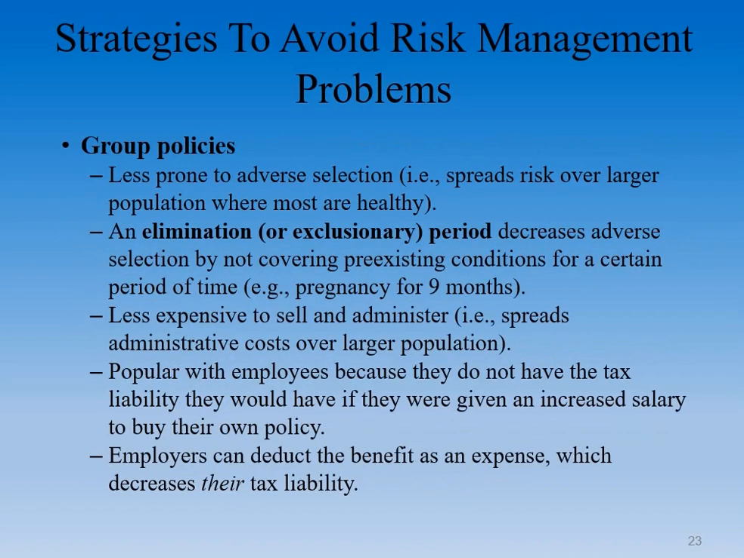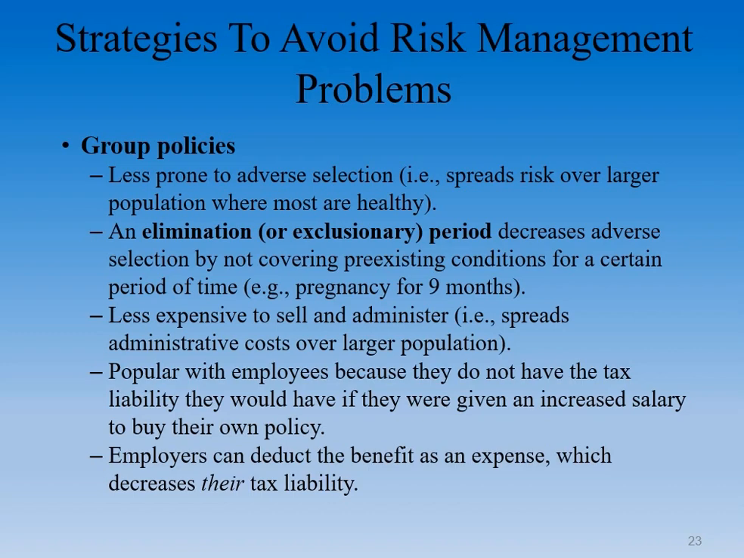On this particular slide, there's an IRAT that comes from this slide. Group policies are less prone to adverse selection. It spreads the risk over a large population where most are healthy. There's an elimination or exclusionary period, which decreases adverse selection by not covering pre-existing conditions for a certain period of time, like pregnancy for 9 months. Group policies are less expensive to sell and administer. It spreads administration costs over a larger population.